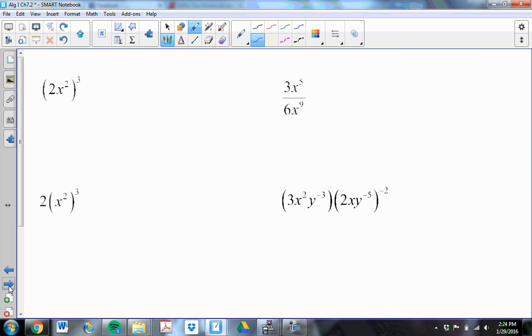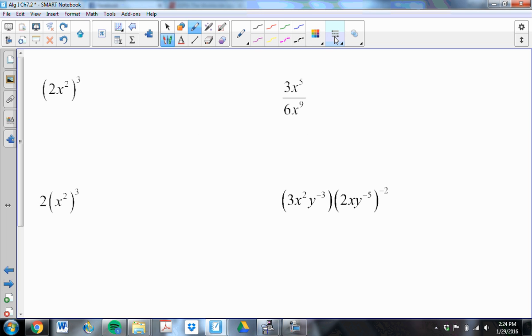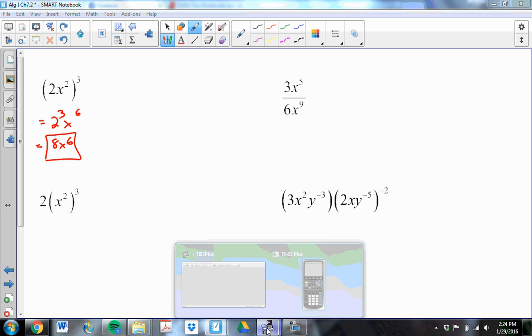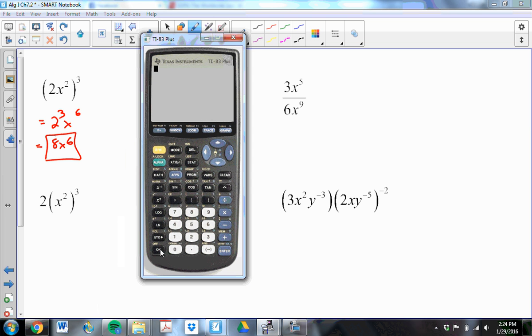Here's some quick examples of these properties. This first one will become 2 to the third x to the sixth, which is 8x to the sixth. I'm just simplifying. A nice thing about these is you could always check in your calculator. You could just type in 2x squared to the third and see what you get.